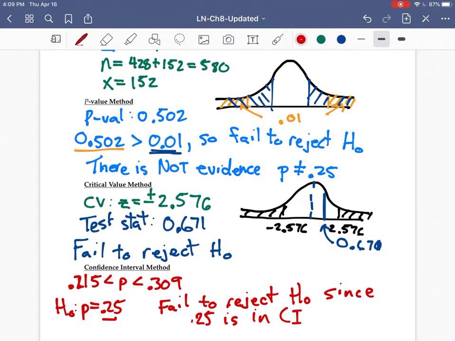Those are the three different ways we could go through and make the conclusion. Those three conclusions should always match up with each other. If you're rejecting in one place and failing to reject in another, then somewhere you have done the wrong thing.